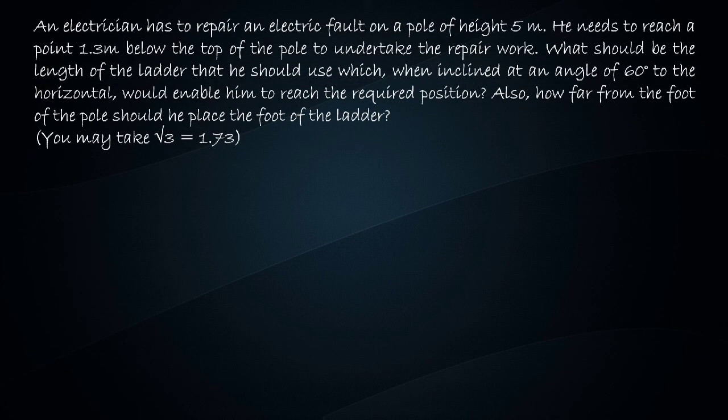An electrician, to repair an electric fault on a pole of height 5 meters, needs to reach a point 1.3 meters below the top of the pole to undertake the repair work. What should be the length of the ladder that he should use, which when inclined at an angle of 60 degrees to the horizontal would enable him to reach the required position? Also, how far from the foot of the pole should he place the foot of the ladder? You can take the value of root 3 as 1.73.